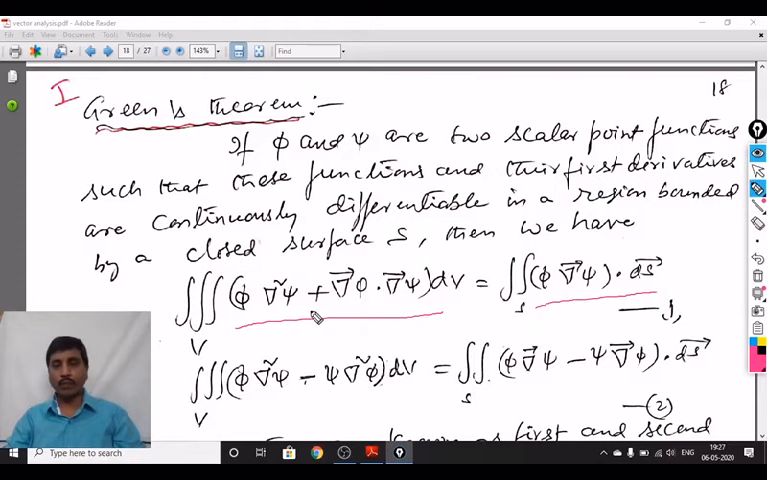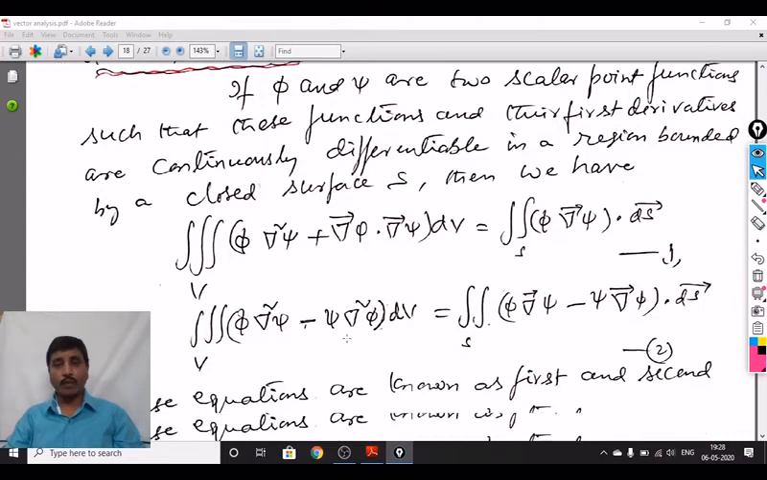In this mathematical form, del square is an operator called the Laplacian operator. Del bar is a vector operator called nabla. Del bar phi and del bar psi are two vectors, even though phi and psi are scalar point functions. This mathematical form of Green's theorem is called the first form of Green's theorem.